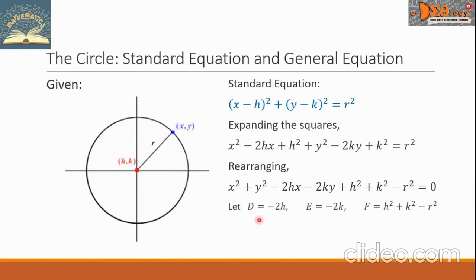We let d equals negative 2h. We let e equals negative 2k. And we let f equals h squared plus k squared minus r squared. Then we have now x squared plus y squared plus dx plus ey plus f equals 0. This is now what we call the general equation of the circle.